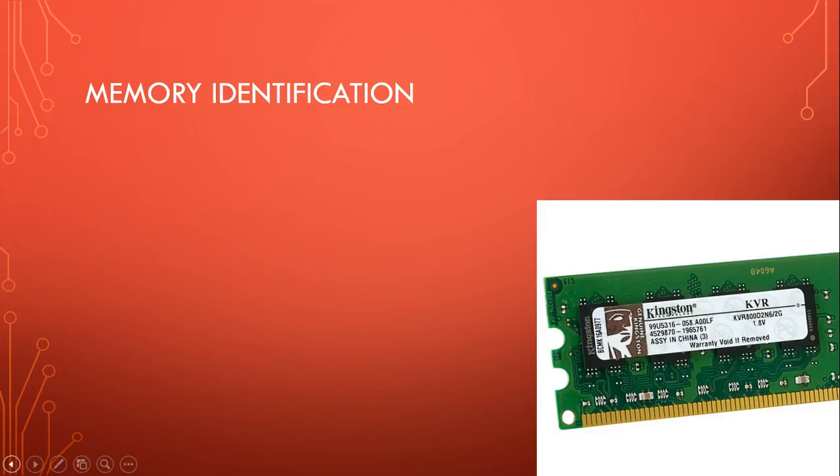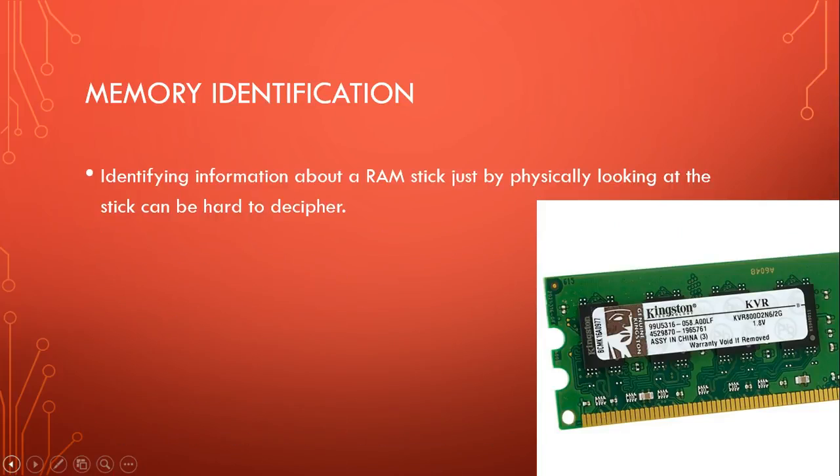All right, next up, memory identification. Identifying information about a RAM stick just by physically looking at the stick can be kind of hard to decipher. If you look here, you see this little label, and you can see obviously the brand is Kingston. We have some information in here, but what does it mean? Okay, assembled in China. What else does this mean?